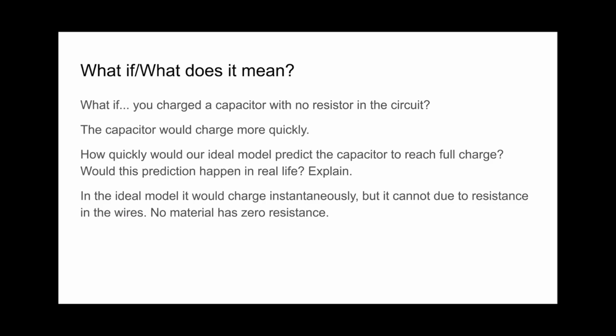So if you charge a capacitor with no resistor, the capacitor would charge much more quickly because the current doesn't have any resistance. And then in the ideal model, it would charge instantaneously, but due to resistance in the wire, it cannot do that. And then in real life, no material has 0 resistance, so this is an impossible scenario.